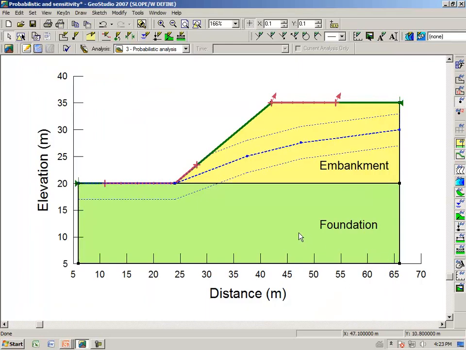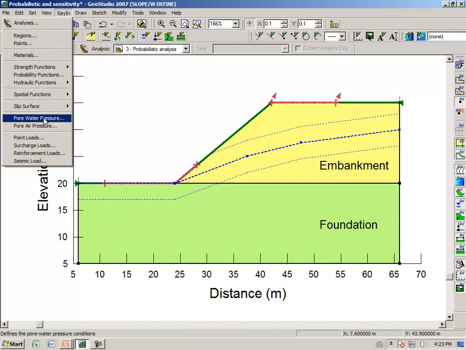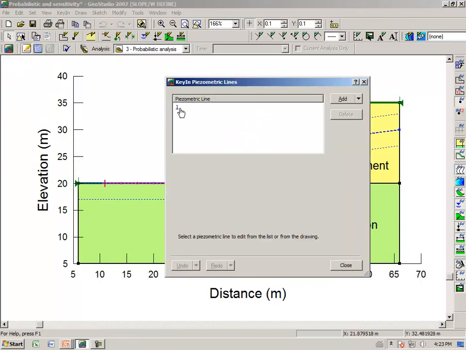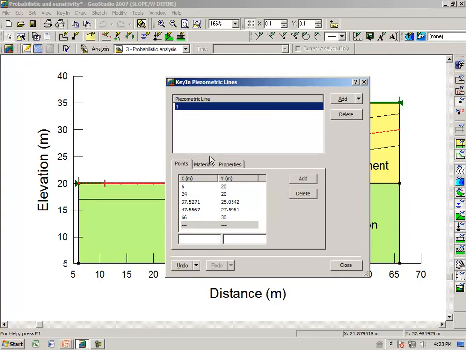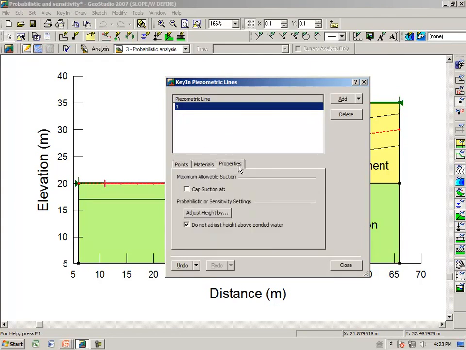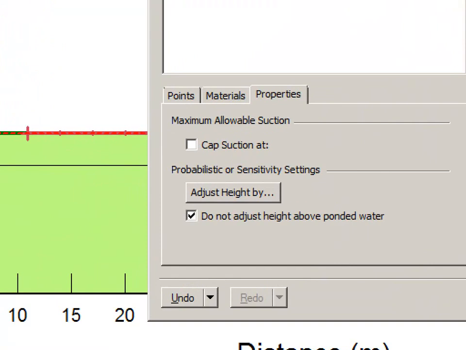Now you can already tell that we have specified some dispersion on the phreatic surface or groundwater table, and the way you do that is you say Key in, Pore Water Pressure, Piezometric Line 1, and under properties you can adjust the height by for probabilistic and sensitivity analyses.